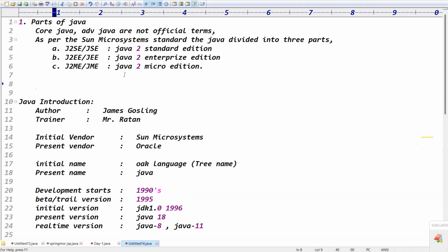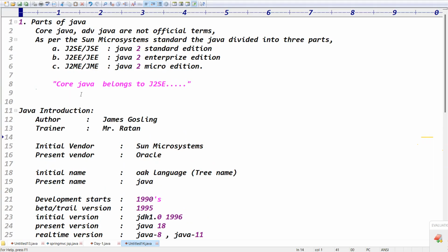Sir, what is my core Java? My core Java comes under which part? Guys, your core Java belongs to J2SE. In the resume, we have to mention the technology like J2SE technology. Then only your resume is valid. Core Java belongs to the J2SE part, right?